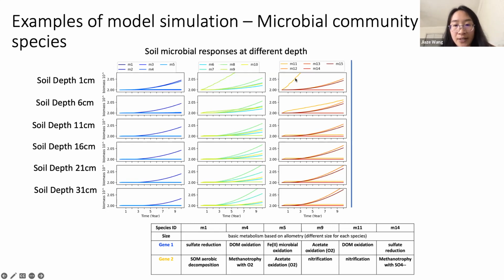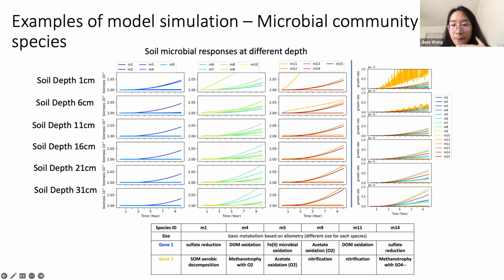Like in the top layer, it grows very fast, and in the bottom, it just reached its limit at a very early stage. And then I checked their growth rate based on the model simulation. It just matched with the biomass growth, and even though they are the same microbes, they have different responses at different depths. Well, it makes sense because different depths have different biogeochemical environments. Like the sulfate is different, the soil organic matter is different, and oxygen is different.